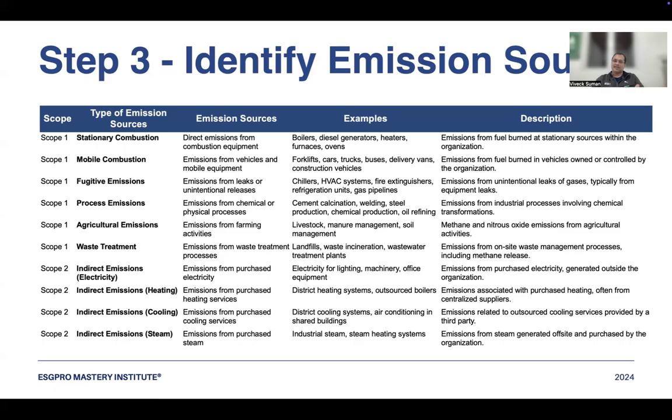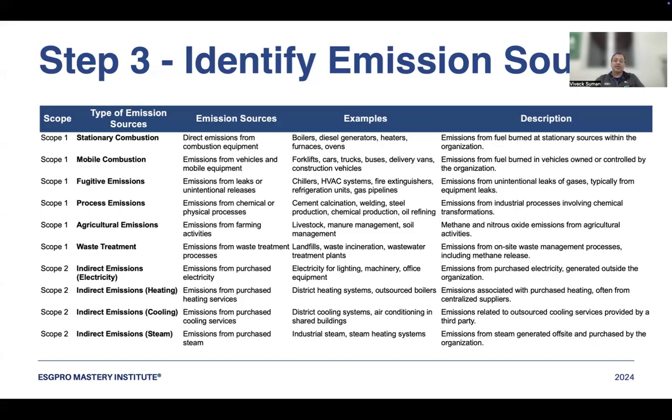Second is mobile combustion, which is company-owned trucks, cars, buses, forklifts, delivery vans. If it is owned by the company, that data needs to be found out. Then you have fugitive emission. I have already talked about it: chiller, HVAC system, fire extinguisher. Process emission is cement calcination. Yesterday we were discussing the same, welding, steel production, etc. Agriculture emission is, of course, livestock, manure management, soil management. All that emission can be recorded under scope 1.